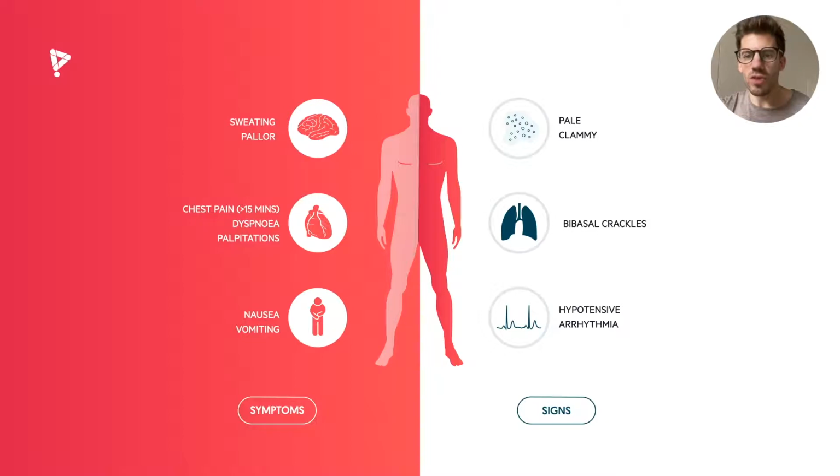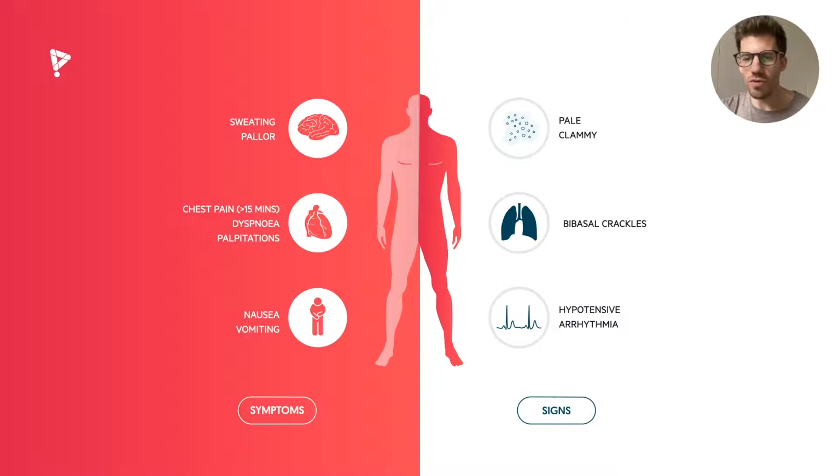The predominant signs and symptoms of acute coronary syndrome are shown. The main symptom of acute coronary syndrome is chest pain, often described as central, severe, crushing, and it can radiate into the arm or the jaw. Other typical features include dyspnea, which is breathlessness, and palpitations. Due to the profound sympathetic response from acute coronary syndrome, features of sweating, pallor, nausea, and vomiting can all occur.